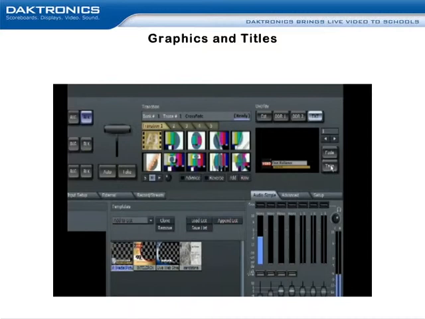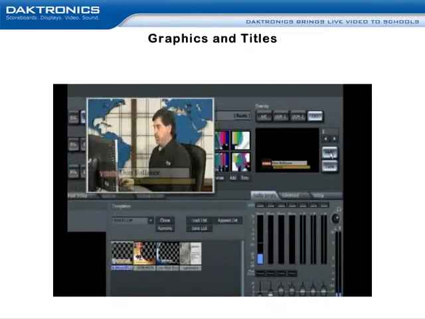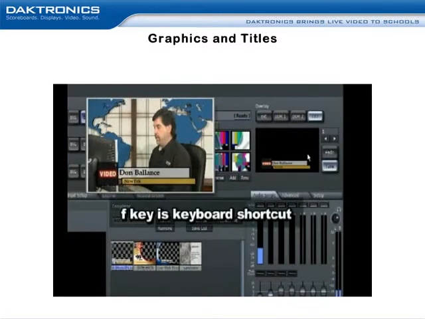Now, don't confuse this take button with this take button. The take and the auto button over here are for executing transitions between video sources, and the fade and the take button over here are for fading or cutting our overlays on and off over the top of our video. Go ahead and click the fade button and we'll fade up our overlay.